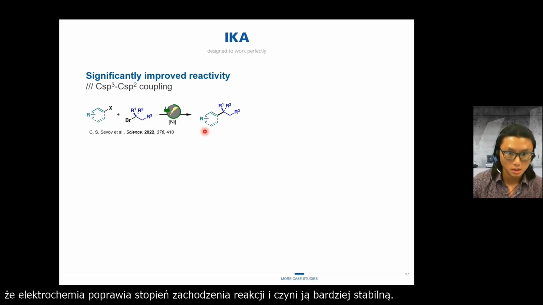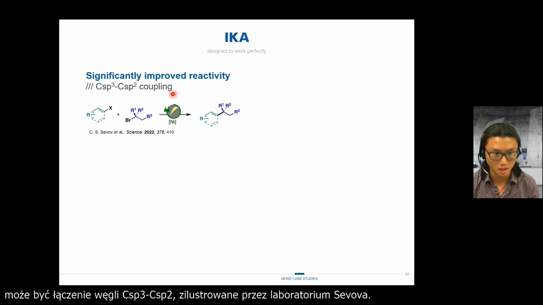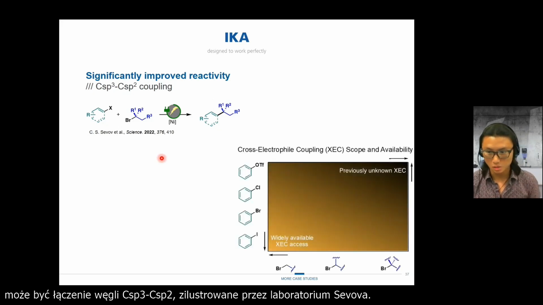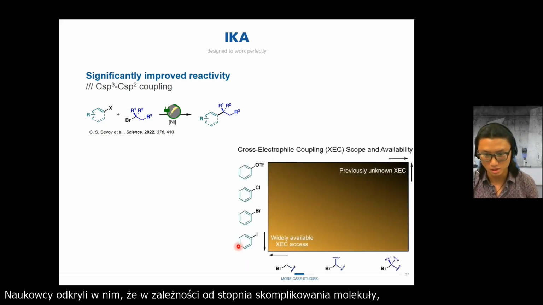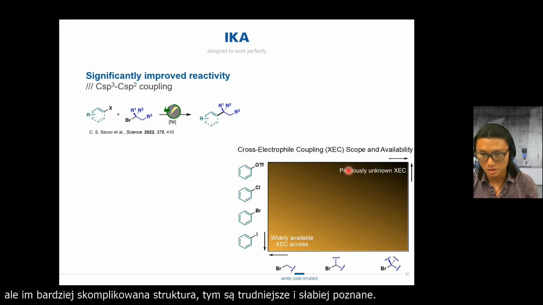So another example here of how electrochemistry improves reactivity can be illustrated by CSP3, CSP2 coupling from the Sevov lab. What they have discovered is that it depends on the complexity of the molecule. Some of the cross-electrophile coupling is very accessible with electrochemistry, but with a more complicated structure, the accessibility is far less known, even with electrochemistry.